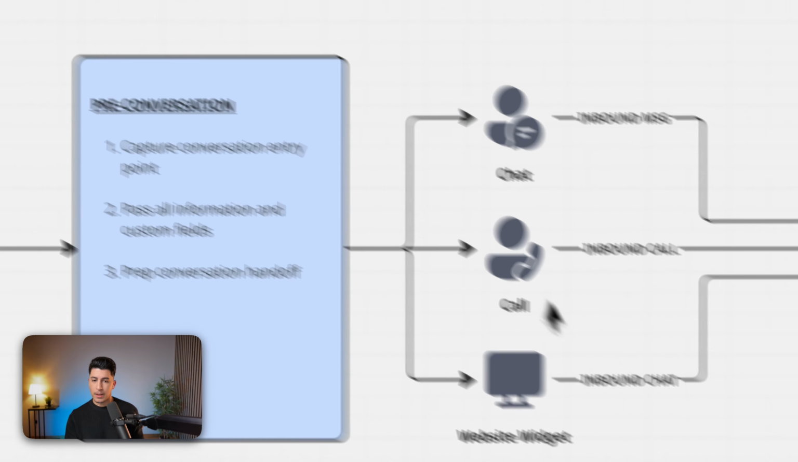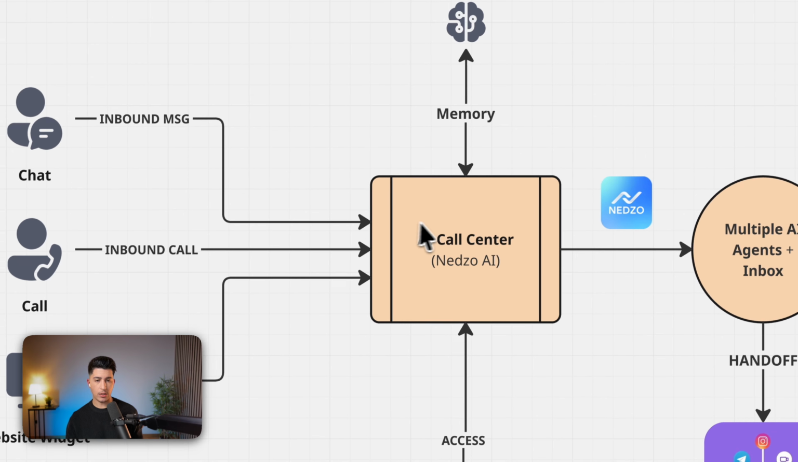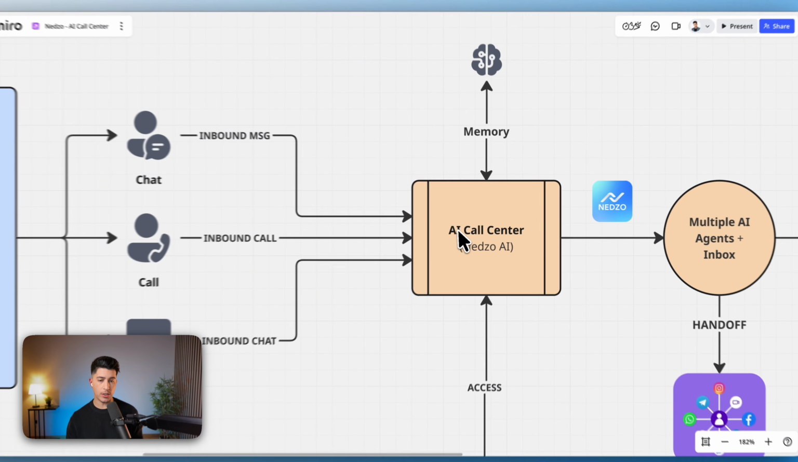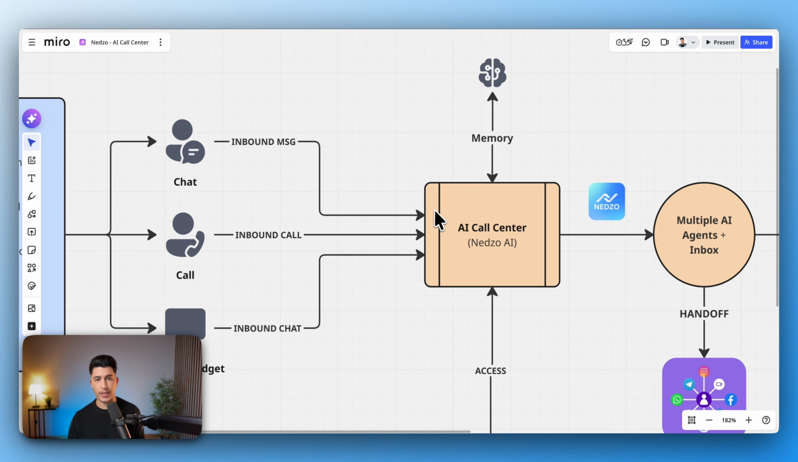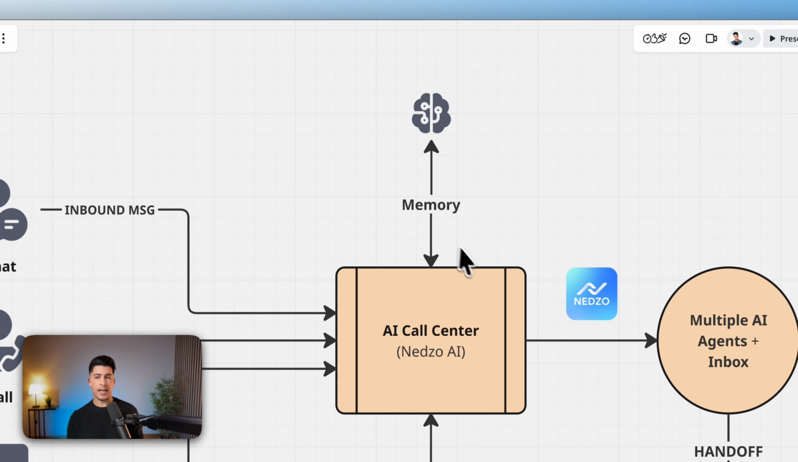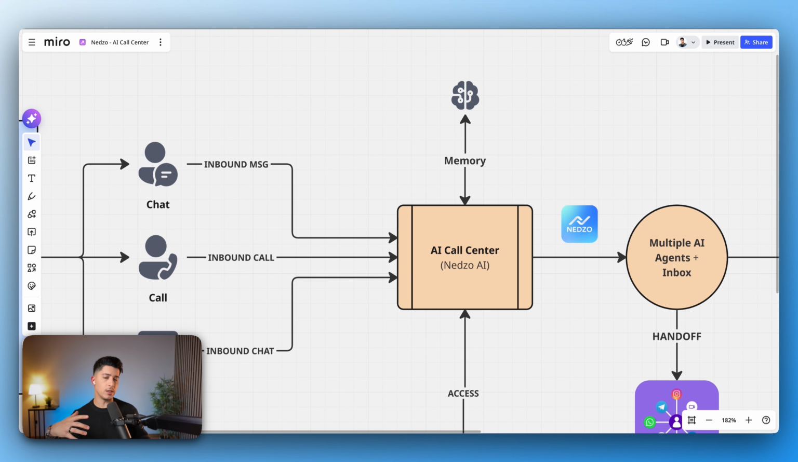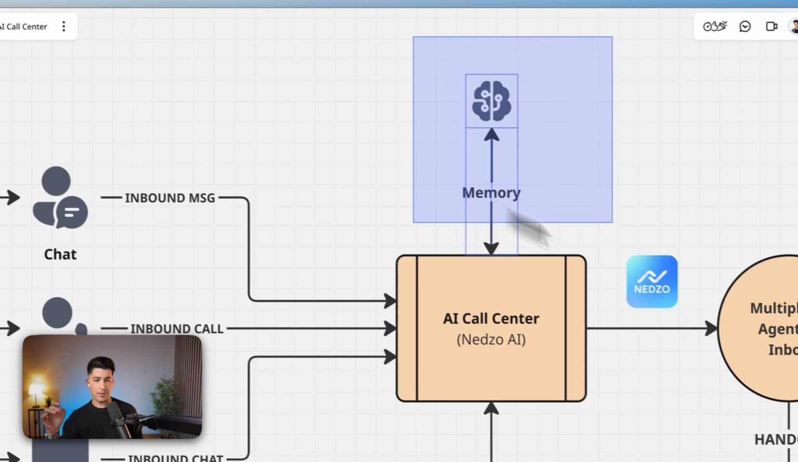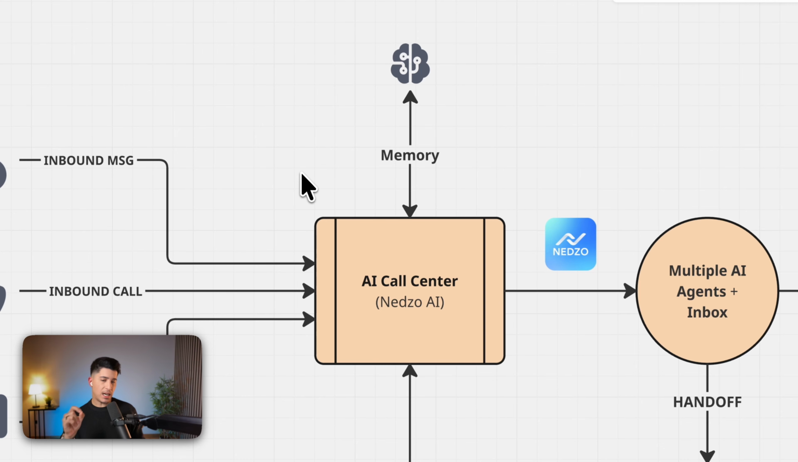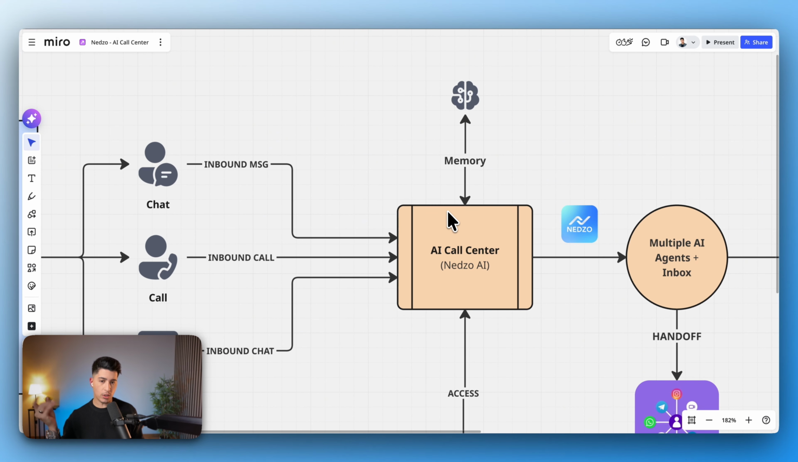Now, once we have this, it's important that all this information is connected to a centerpiece, the AI call center. We will use Nedzo AI in this video, and all of it connected to one single brain. So the AI agents should know where the customer is in their customer acquisition journey, right? Whether that's for support or for customer acquisition, same thing. So we need an AI call center that can feed everything into one brain.